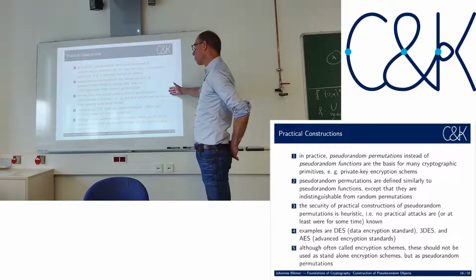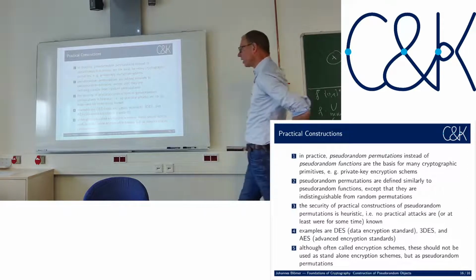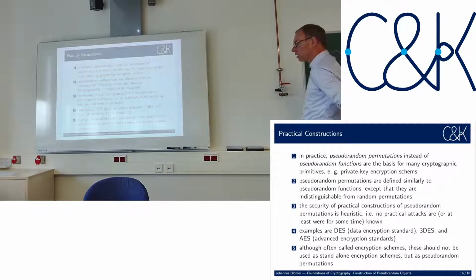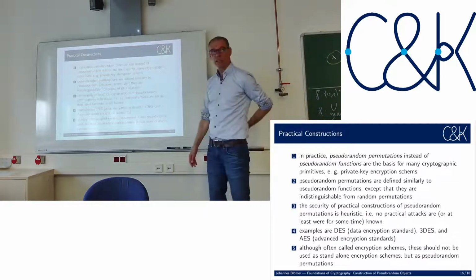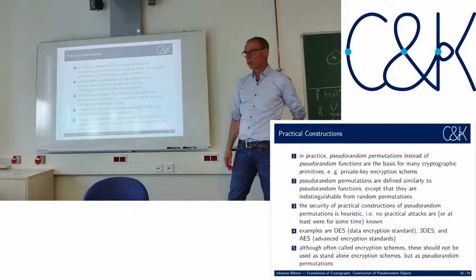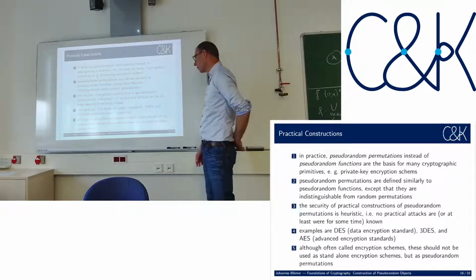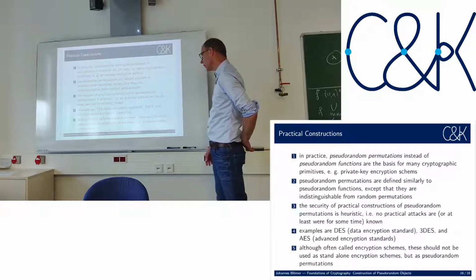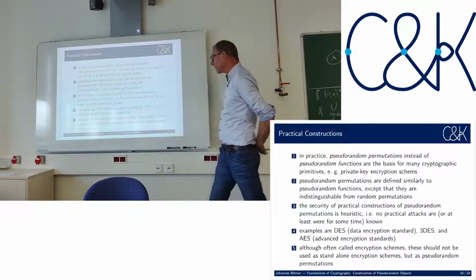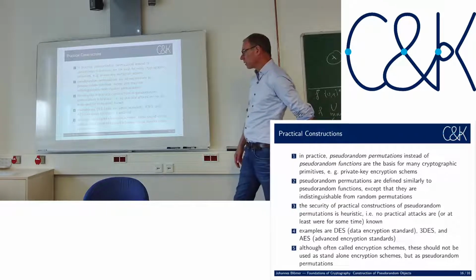Examples of practical constructions of pseudorandom permutations are the Data Encryption Standard, DES, that was the official standard of the National Institute of Standards and Technology of the United States until roughly 2001, Triple DES, and the Advanced Encryption Standard.